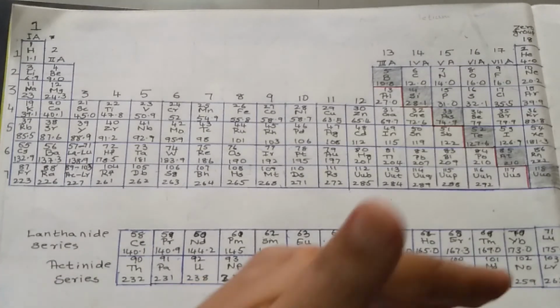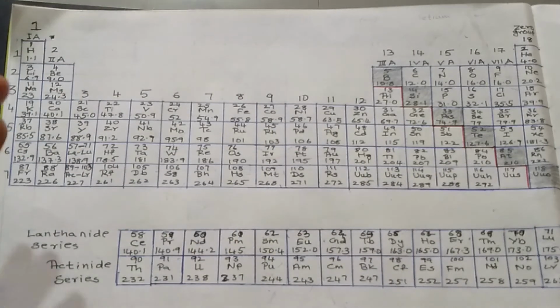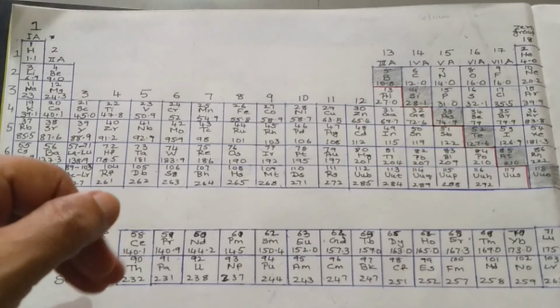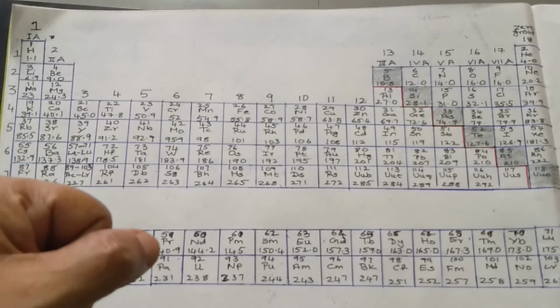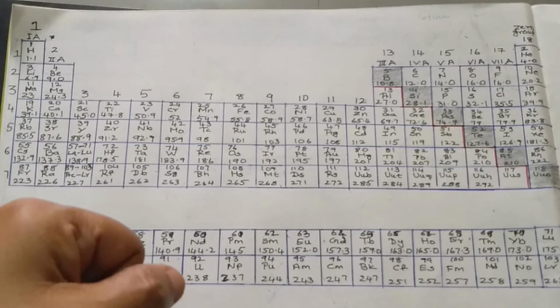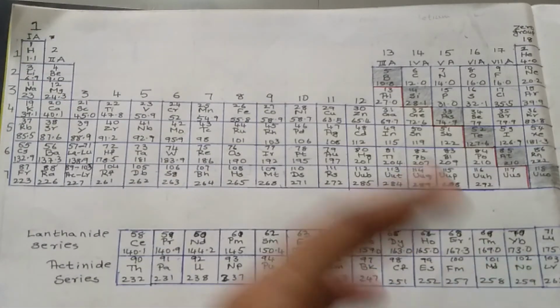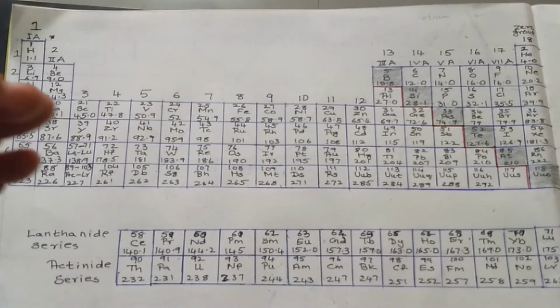Altogether there are 118 elements. Some of the elements were discovered experimentally, and recently they were discovered experimentally. So all the 118 elements are now discovered and filled in the modern periodic table.